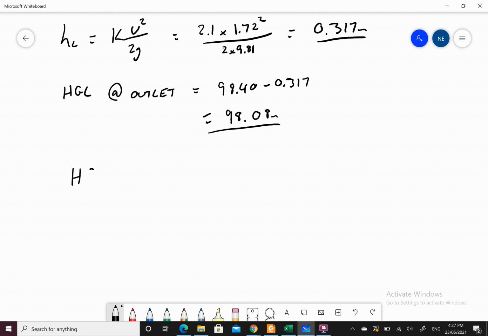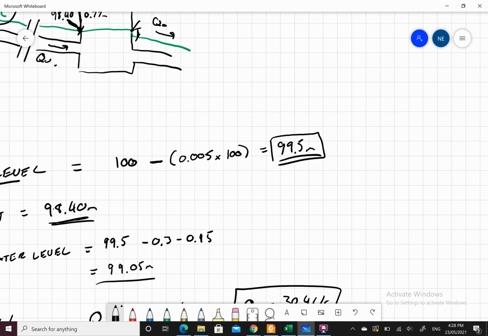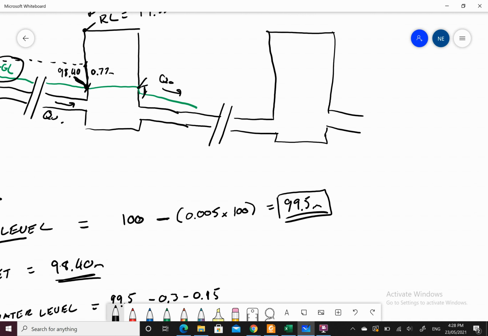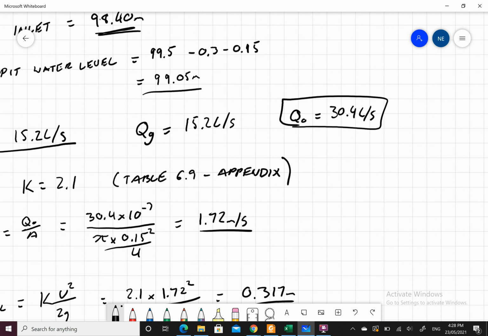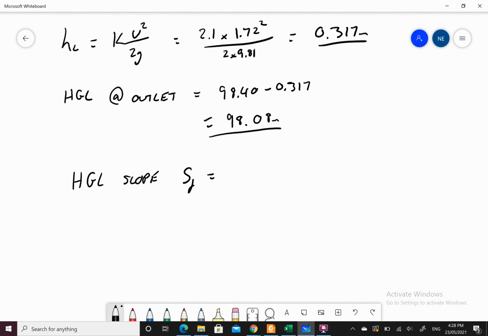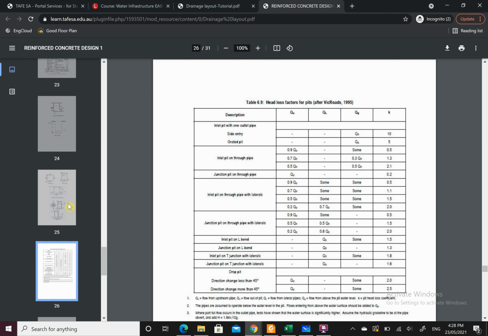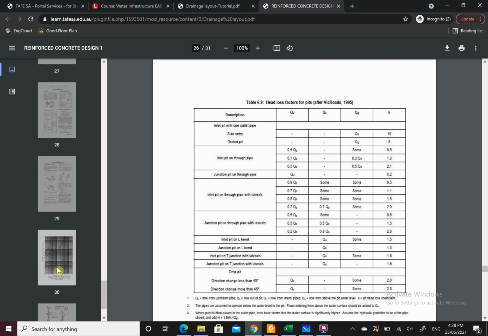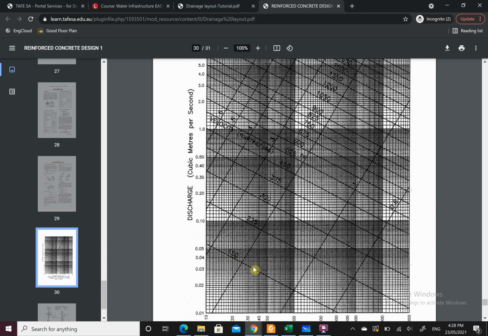Again, we're going to work out my hydraulic grade line slope, SF, because this pipe continues, keeps going, then we have pit 3 on the other end. So the slope here, alright, we come back to our chart, is this one down here. So still using 150 pipe.